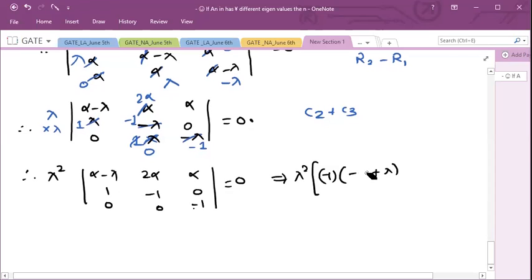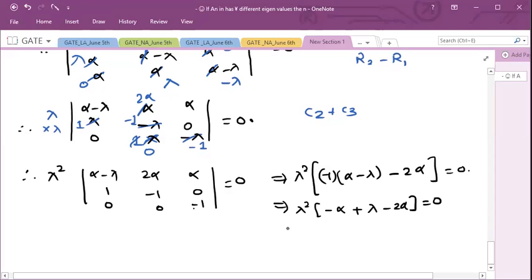I have done both of them. Minus 1 को separately भी लिखा और multiply भी किया. So minus 1 into alpha minus lambda minus 2 alpha, because 2 alpha into 1 will give me 2 alpha is equal to 0. So this will give me lambda square minus alpha minus minus plus lambda minus 2 alpha equal to 0. Minus 2 alpha minus alpha is 3 alpha. So minus 3 alpha, or lambda minus 3 alpha equal to 0.